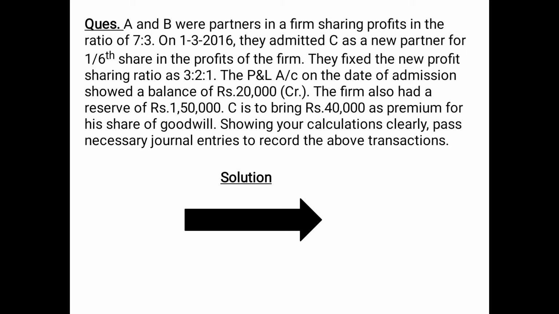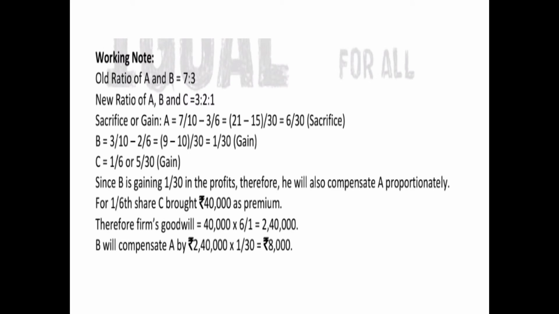And one more thing, children, which I repeated in the last video, that before passing the entry related to the new partner, you have to settle the accounts of the old partners. Therefore, the entry for undistributed profit or accumulated losses will be passed before passing the entry for goodwill or cash brought by the new partner. So let us see the working note.